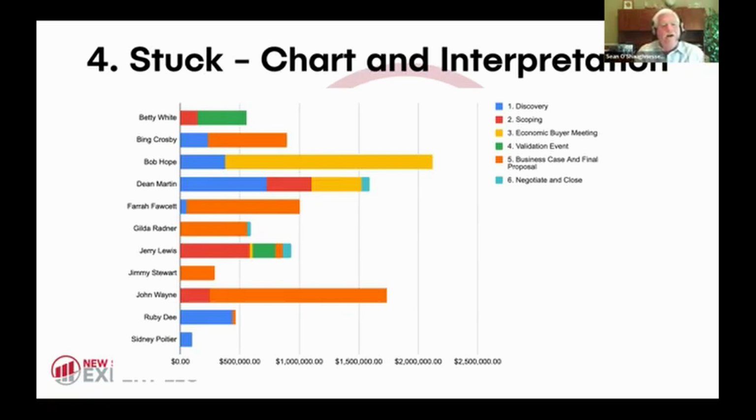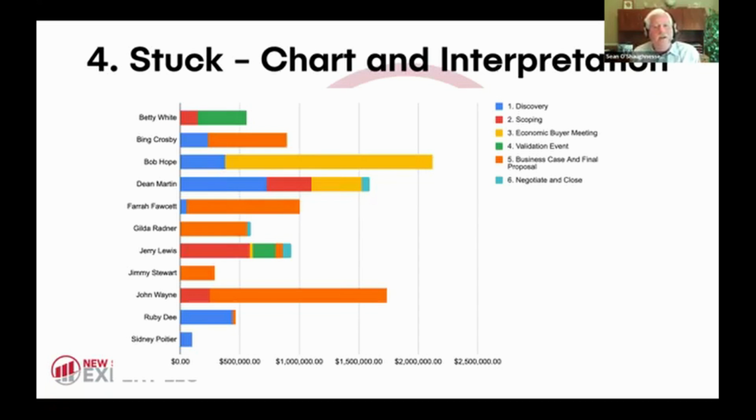So we look at Sydney all the way at the bottom, and he only has some deals in discovery. That's fine. He's trying to figure out what's going on at that account. Same thing with Ruby. She's got a bunch of deals that are stuck at 60 days. That's perfectly fine. She's trying to figure out what's going on. It's discovery, right? John Wayne, now that one has a lot of concerns for me.